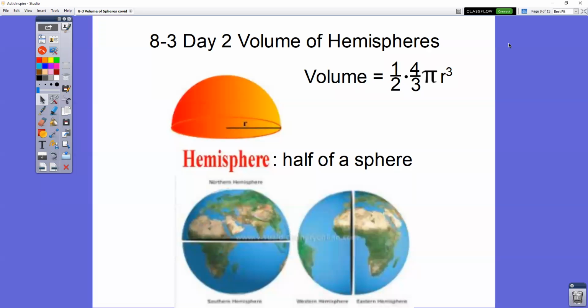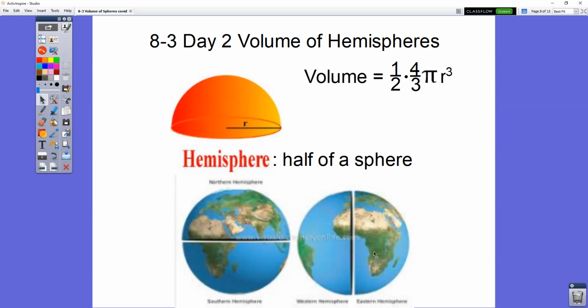So this is the lesson for 8-3, day 2, and we are talking about hemispheres today. A hemisphere is half of a sphere. If you think about the planet Earth, it is divided into different hemispheres. The equator separates the northern hemisphere and the southern hemisphere. The prime meridian separates the western hemisphere and the eastern hemisphere.